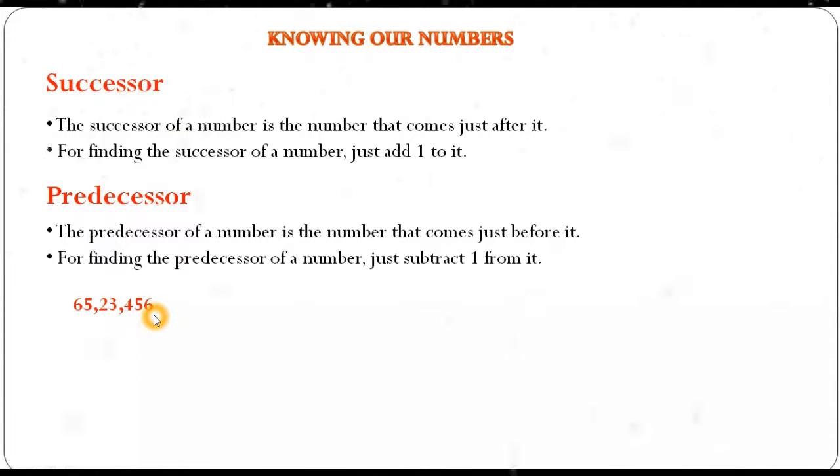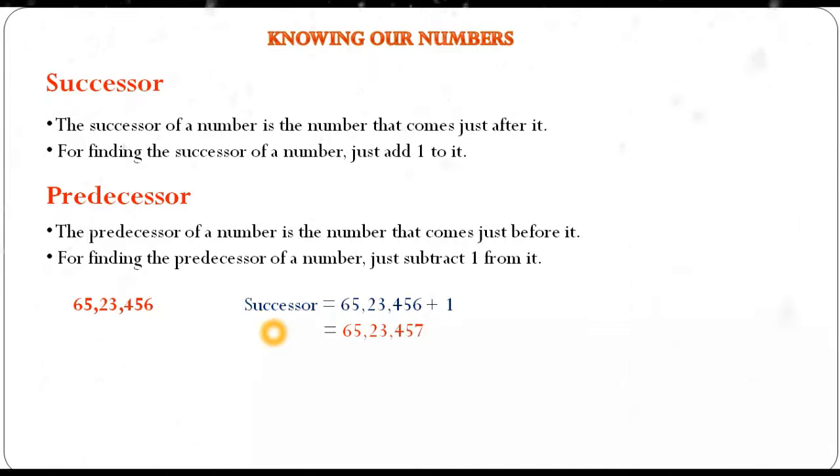That means 65 lakh 24,456, and I have to find out the successor and predecessor of this number. For successor, I just have to add 1 to this number because successor means after. Okay, so it means adding just 1. So when I add 1 to this number, you will get 6523457, right? So this is the successor of the number.